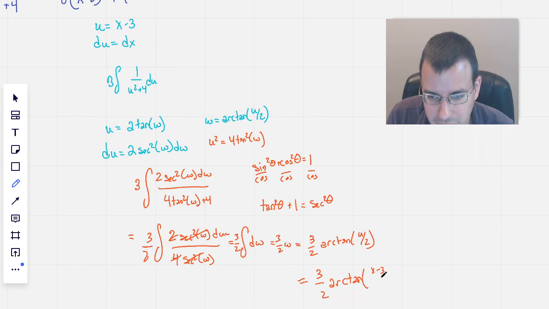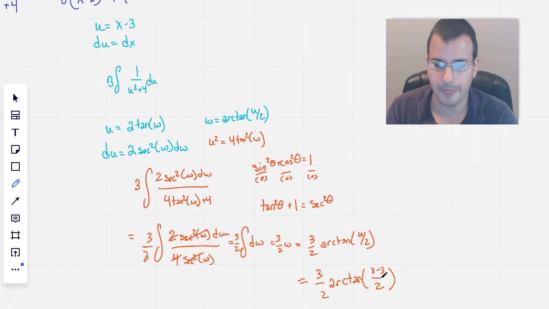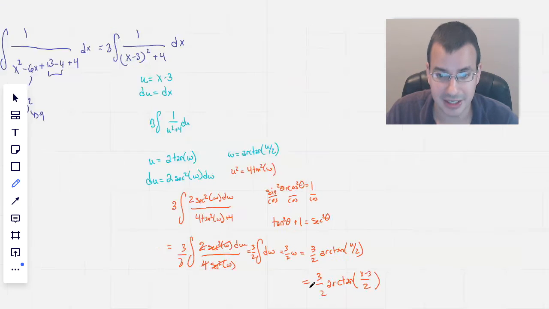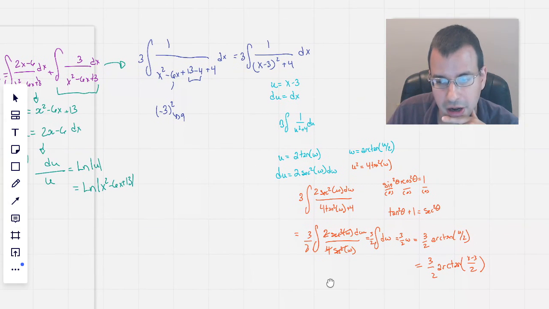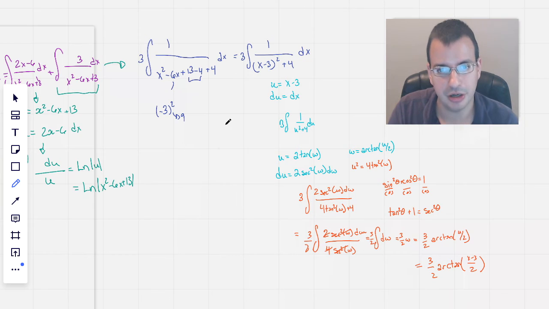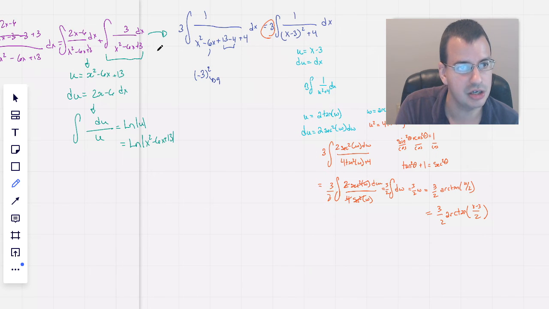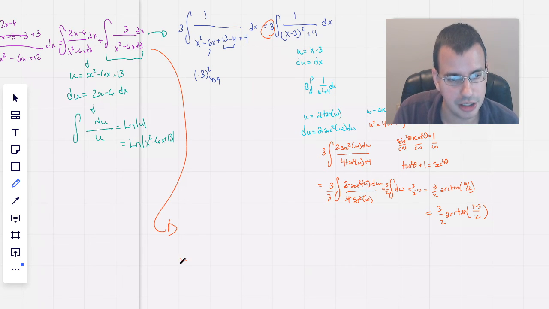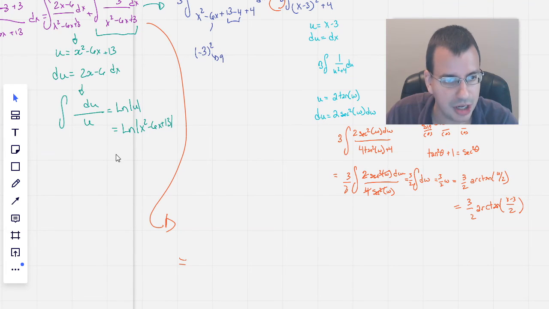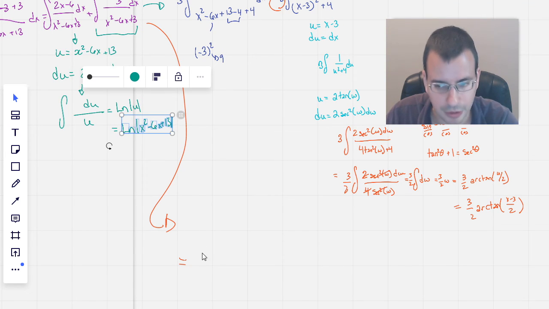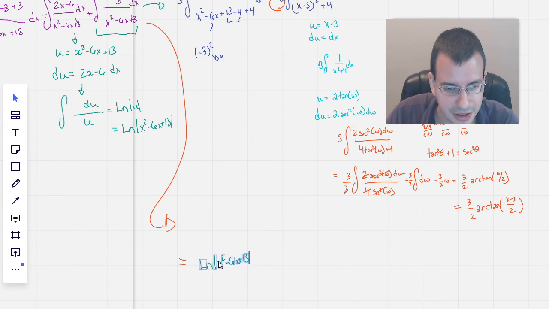X minus 3 over 2. Yes, so that's the second portion here. Did I leave the 3? So I need to remember the 3 over here. And so when we combine all this, equals, I'm just going to copy and paste. I know it's poor form, but it is convenient.